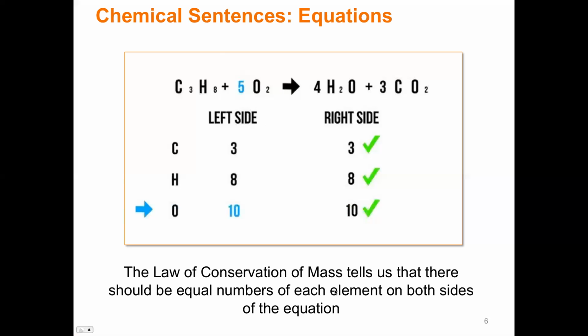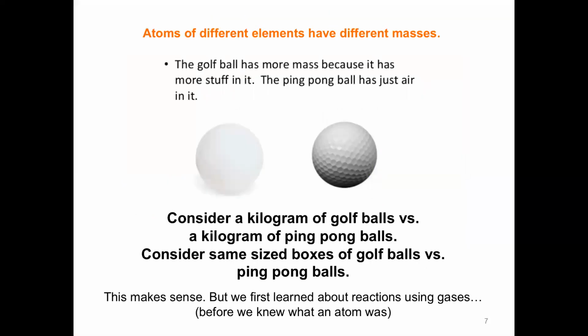Now, the important thing to understand, though, is that atoms have different masses. And this is always a good example, comparing ping pong balls with golf balls. They're about the same size, but we all know that a golf ball is heavier, and that's just because there's more things in it, right? So if you have a kilogram of both of these, you know that you're going to have more of those ping pong balls, relatively, because the golf balls are so much heavier, okay?